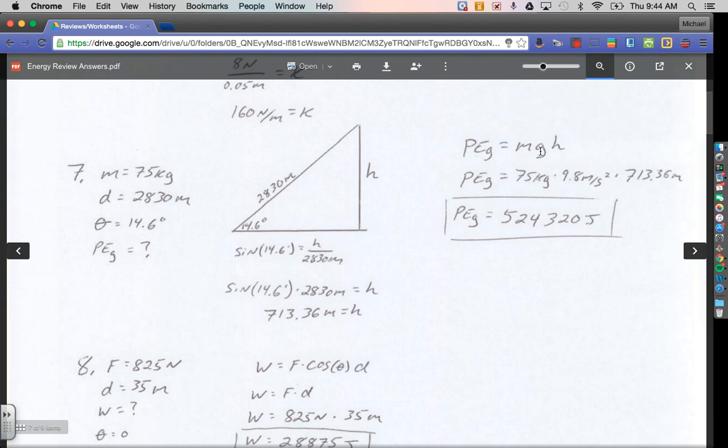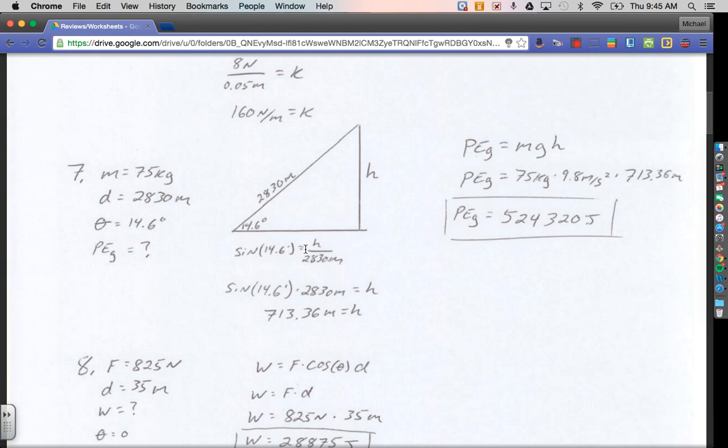We have the mass, we have the g is 9.8, we don't have the h, so we've got to solve for that. We know the ski lift is 2,830 meters long. We know the angle, that's down here, 14.6 degrees. We need to solve for h, a little right triangle geometry. And because it's the opposite side of this angle on our right triangle, we're going to be using sine. So the sine of the angle equals the opposite, h, over the hypotenuse, 2,830 meters. Solving for h, I just have to multiply 2,830 meters over to the other side. So when I multiply sine of 14.6 degrees times 2,830 meters, I get a height change of 713.36 meters.